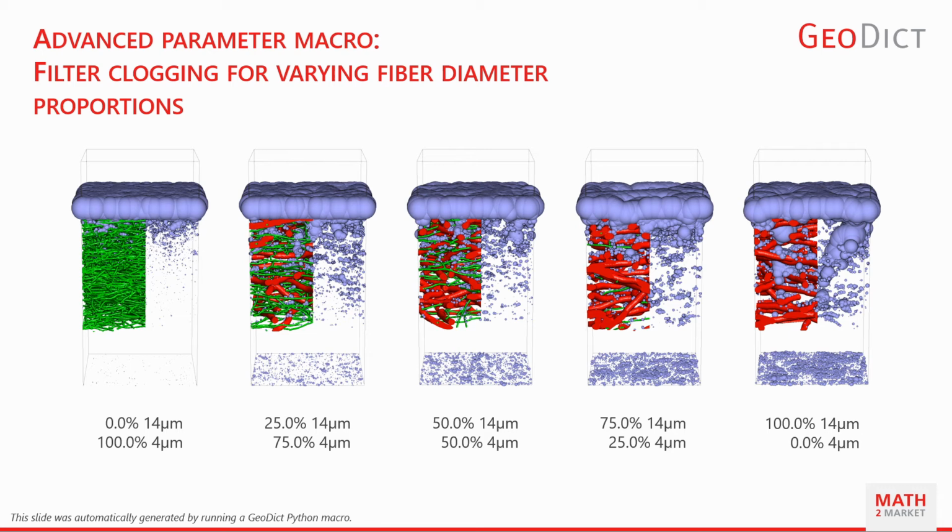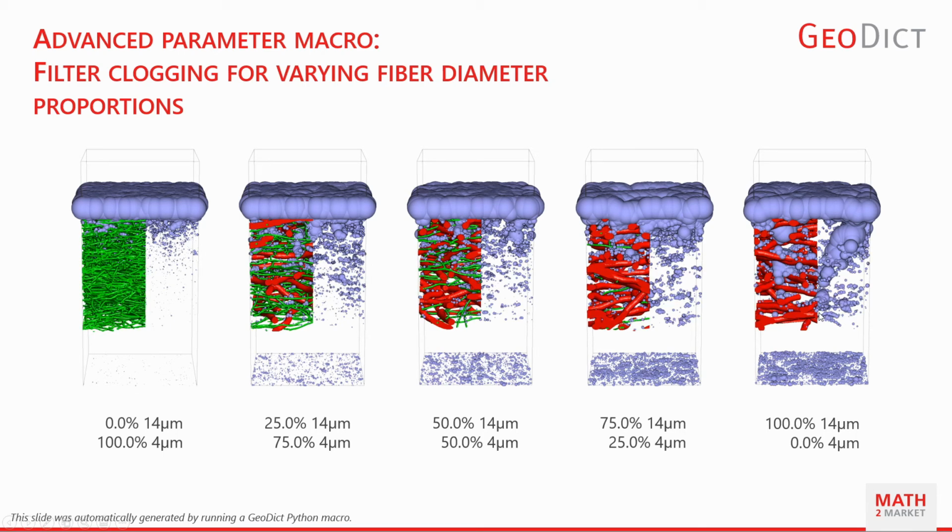This slide and the following slide are generated by a Python macro, after another macro generated the corresponding parameter study. Fiber structures with varying fiber diameter proportions were generated, and the solid volume percentage stays the same for all structures, but the proportional percentage of the 2 fiber types varies. On the left, we start with 100% thin fibers with 4 micrometer diameter and 0% of the thick fibers with 14 micrometer diameter. And then here, when we go to the right, we see more and more thick and less thin fibers, till we have 100% thick and 0% thin fibers.